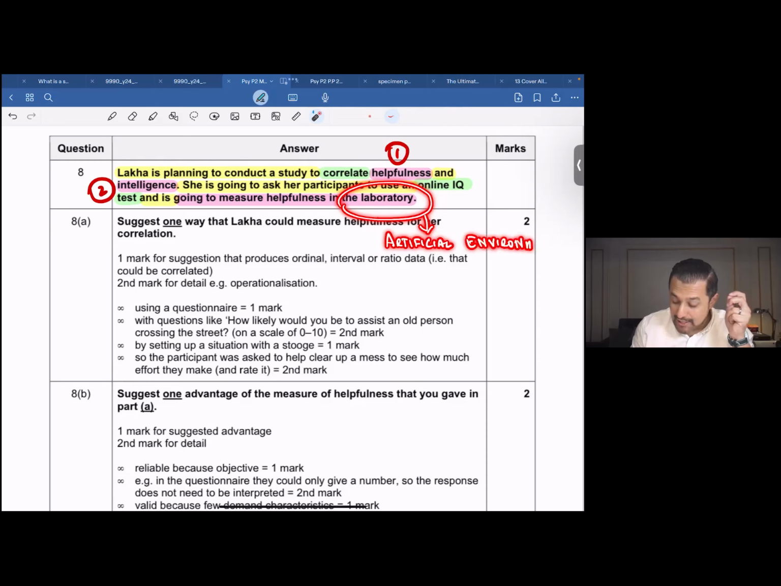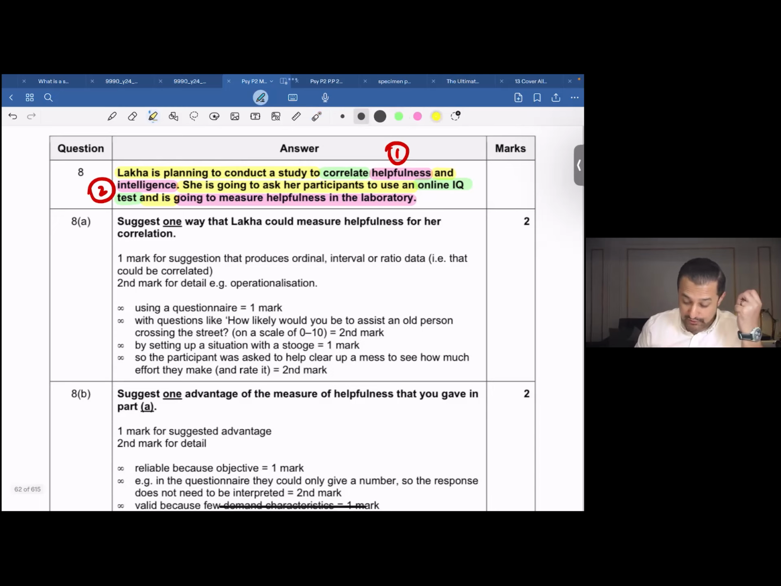It says laboratory. It does not say laboratory experiment. Do not get carried away. It says a laboratory situation, or in other words, an artificial environment where this research was being conducted. So Lakha is planning to conduct a study to correlate helpfulness and intelligence. She's going to ask the participants to use an online IQ test, and is going to measure helpfulness in the laboratory.